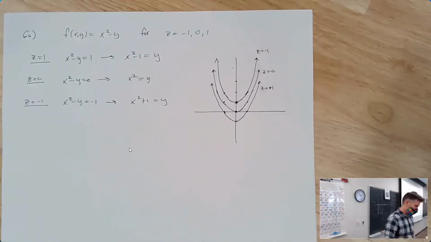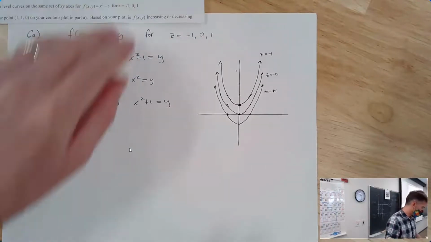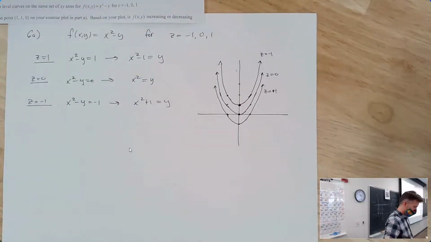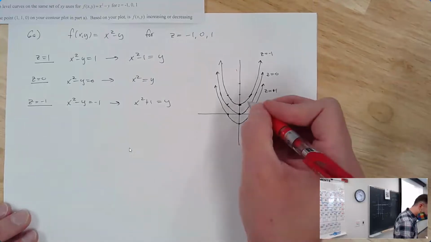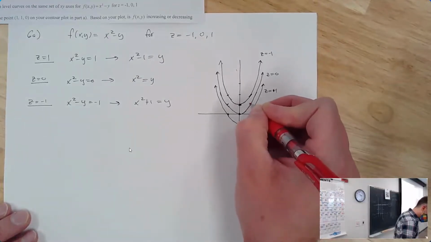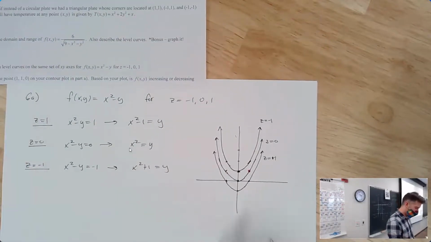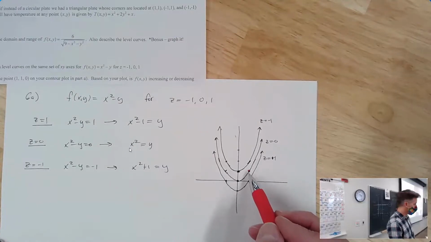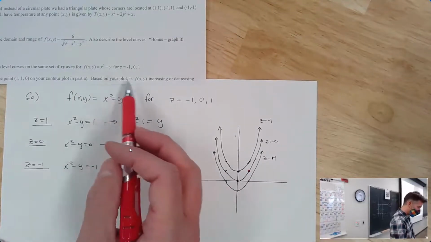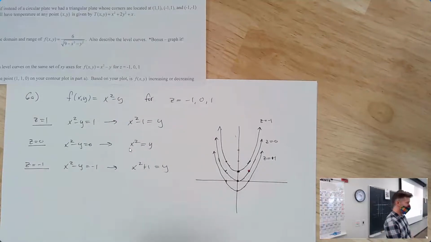Okay. Sorry, plot the point 1, 1, 0 on your contour plot. Okay, so x is 1, y is 1, and z should be 0, which it is because I'm on the 0 level curve. So that's the point 1, 1, 0. Great. Based on your plot, is the function increasing or decreasing in the x direction? So if we move in the x direction, which is which way? Left, right, up, down? To the right.